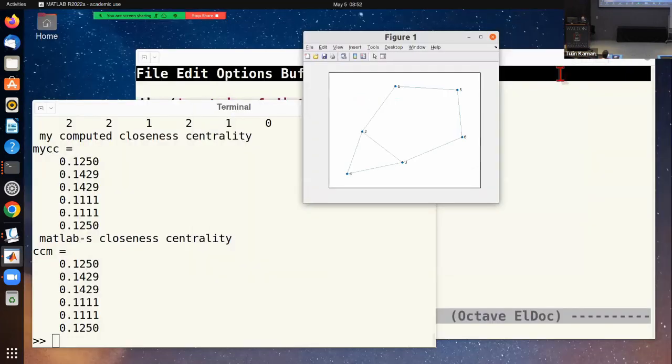So these are 2 and 3. 2 and 3 are the ones that have the highest numbers. So that's for the closeness centrality. Any questions so far?